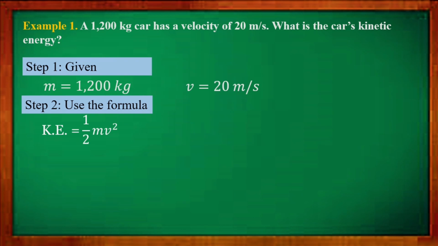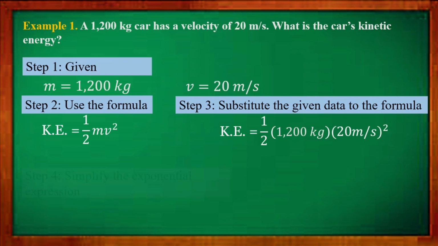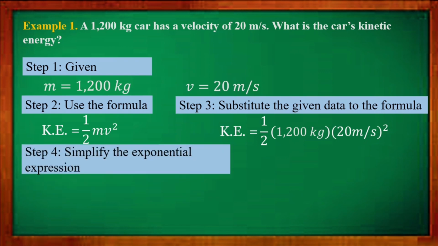Next step is by substituting these given values into this formula. And that is why we will have this equation now. So, KE equals 1 half. Replace the value of M, which is 1,200 kilograms, and the value of V, which is 20 meter per second. And just copy the squared. So what we are going to do next is to simplify the exponential expression. And the exponential expression here in our equation is 20 meter per second squared.